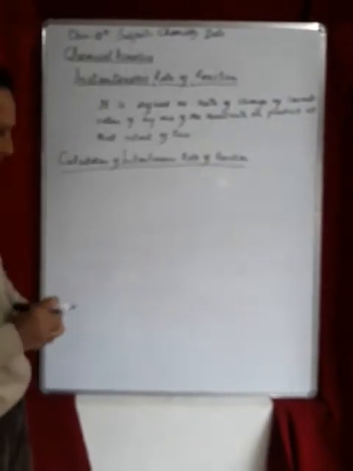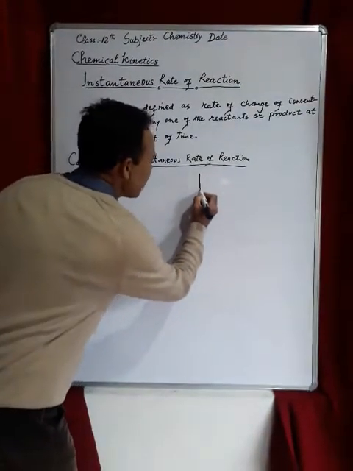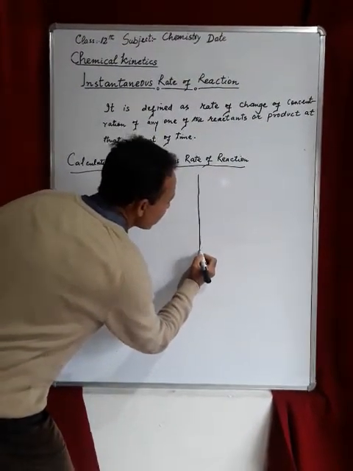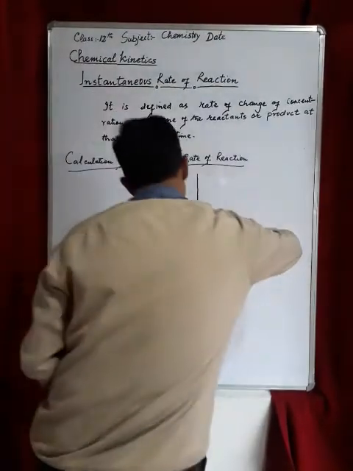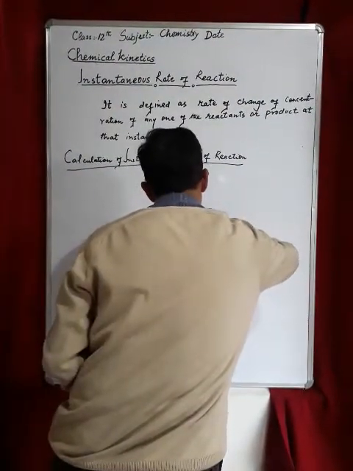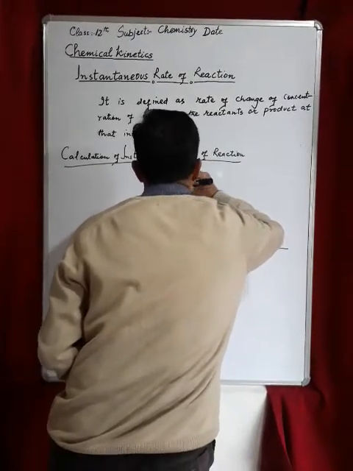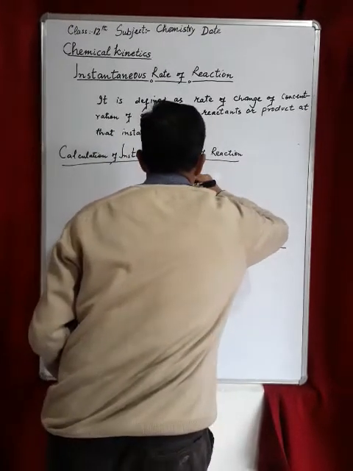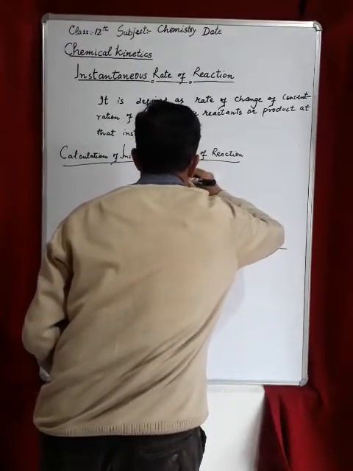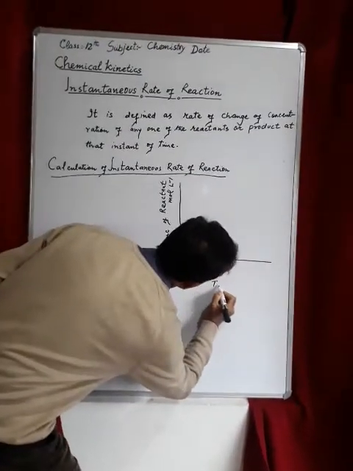The slope of the tangent will determine the instantaneous rate of reaction. So, when we plot the graph between the change in the concentration of the reactant and the time, this is the concentration of a reactant, this is time.